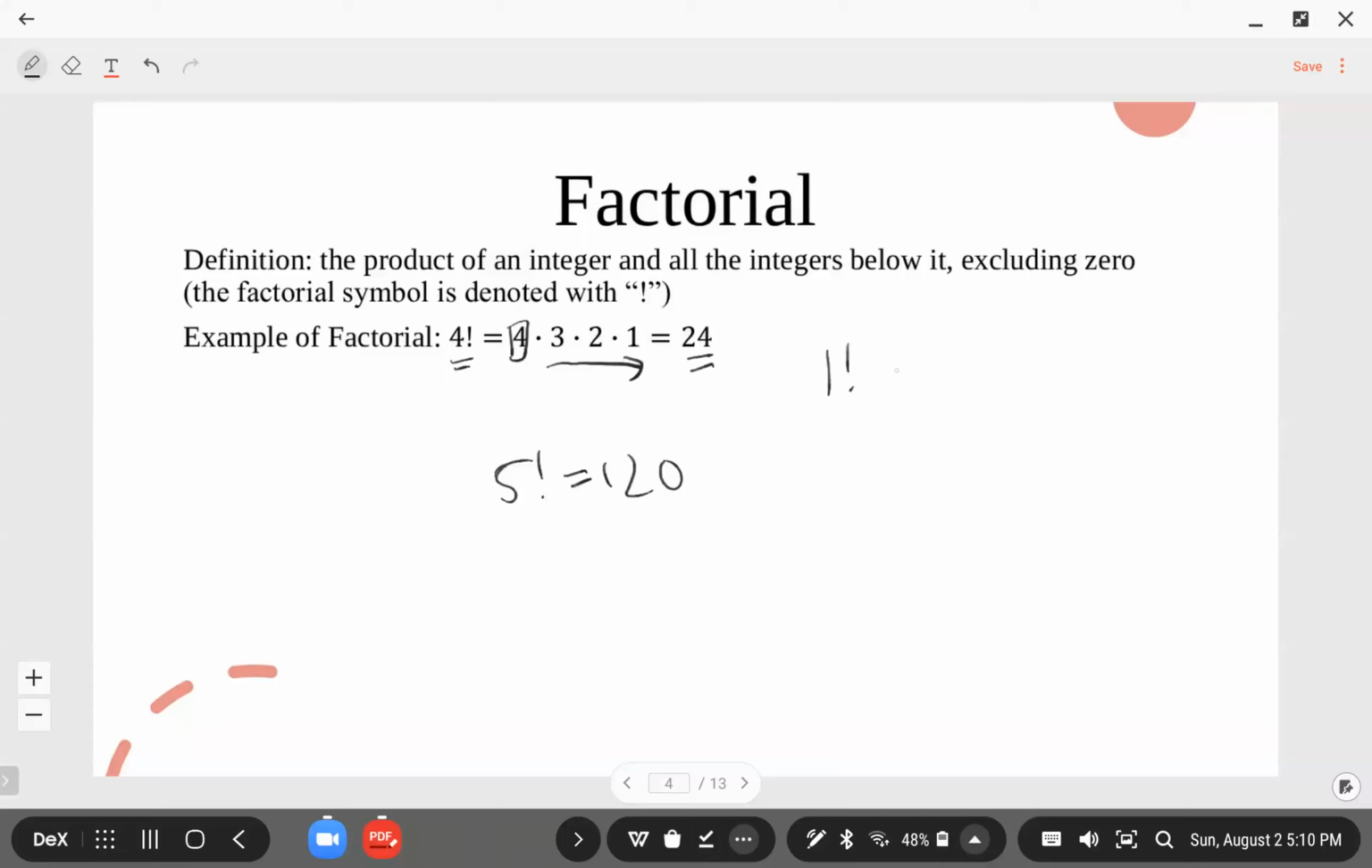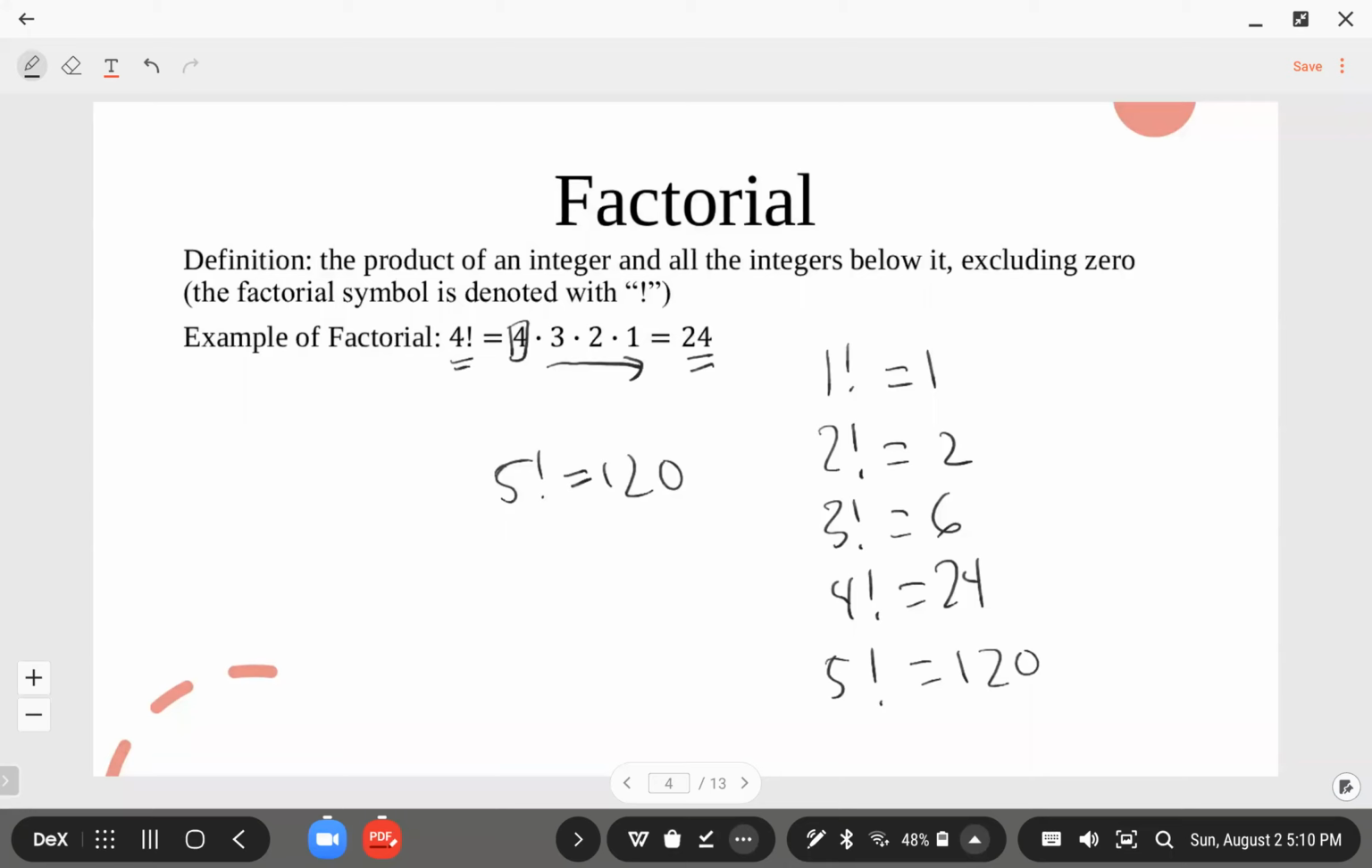So 1 factorial equals 1 because there's no integers below it. And then 2 factorial equals 2, right? And 3 factorial equals 6, 4 factorial equals 24, 5 factorial equals 120, and so on. You can figure out 6 and 7 factorial by just multiplying, okay? And you want to remember these basic factorials, okay?